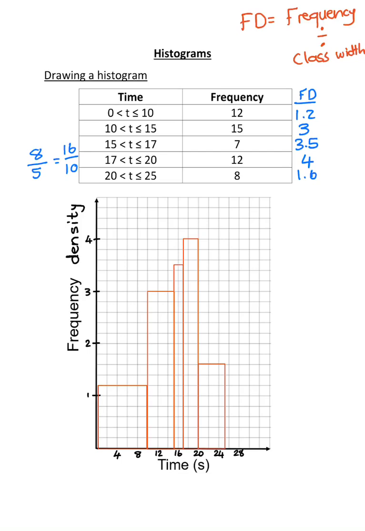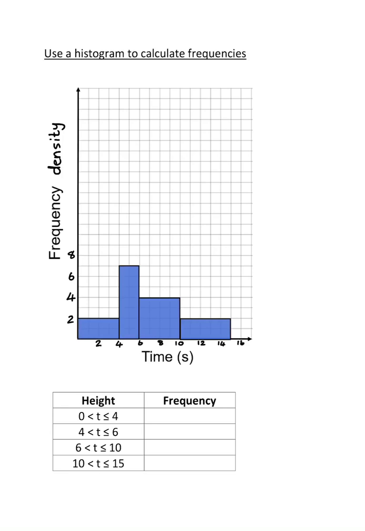So the next question that you may get is you may be given a histogram and you have to calculate the frequency. So there's another rule, and that is to calculate the frequency, you just get the area of the bar, which means the same as frequency density multiplied by class width. But if you just remember it as finding the area of a bar. So don't overcomplicate this, because each bar is just a rectangle.